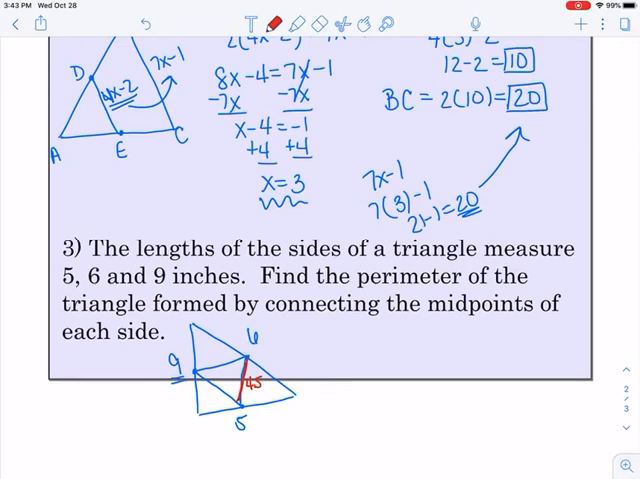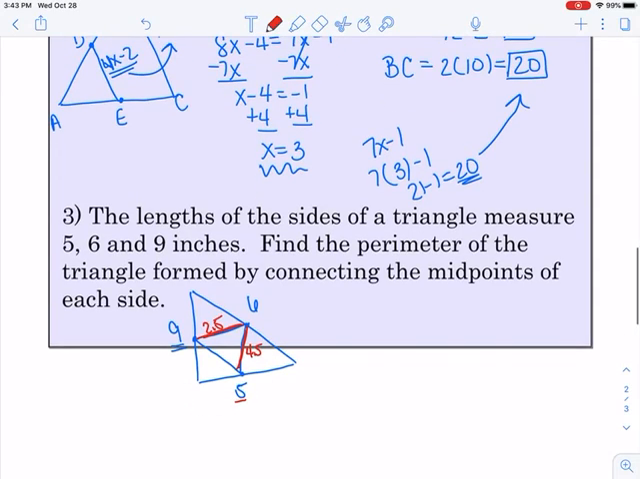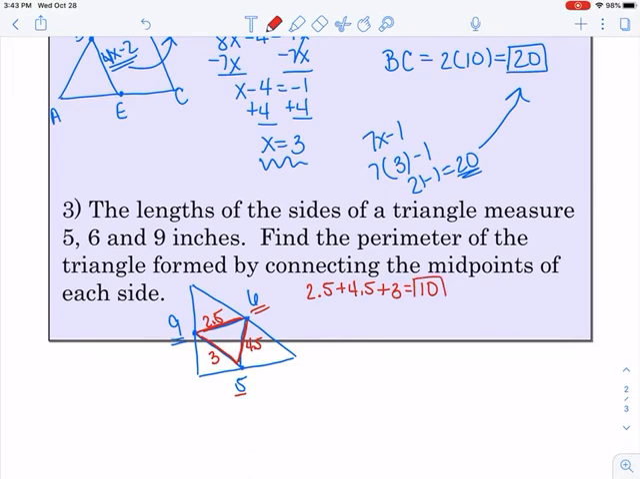Okay, then the second one I'm going to highlight in red is going to be this one here. That's going to be half of the one that is represented by 5. So that side is going to be 2.5. And my last side here will be half of that 6, which will be 3. So the perimeter of that red triangle now is going to be 2.5 plus 4.5 plus 3. Remember, perimeter, you're adding all the sides to find the distance around. And when you add those together, you should get an answer of 10. So 10 is the answer for 3.